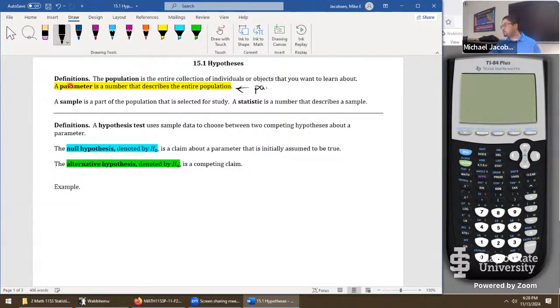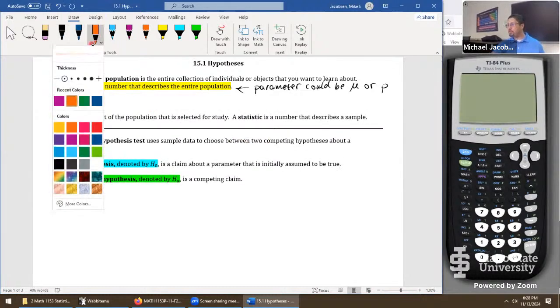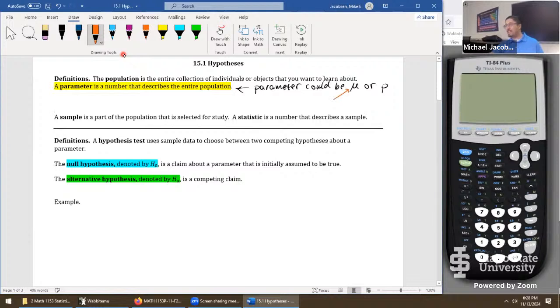The parameter could be mu, that's if our data is quantitative, or P. So if we have categorical data, exactly two outcomes, just like in chapter 13, we would use that parameter there. And that ought to go in the notes as well. Let's say for mu, just to emphasize because of its importance, that's for quantitative.